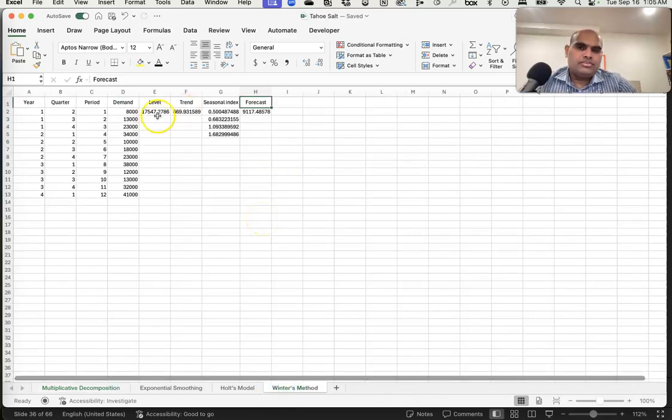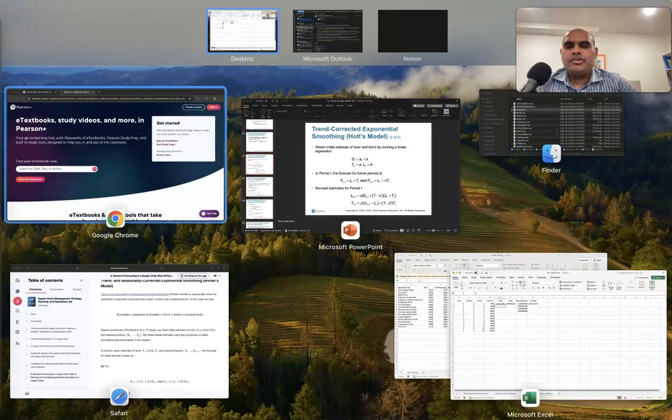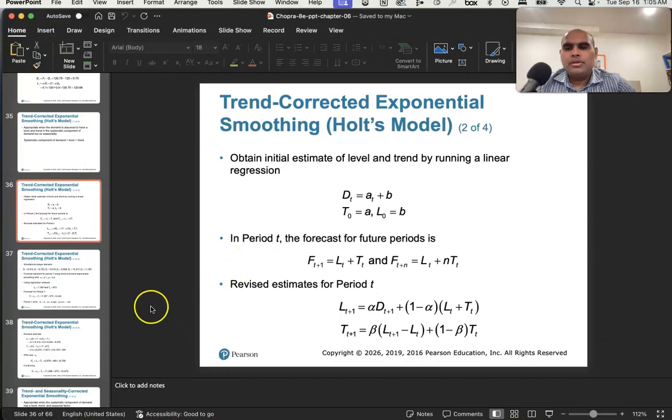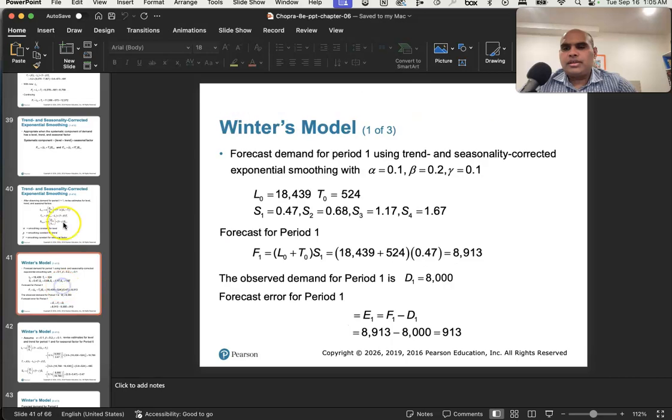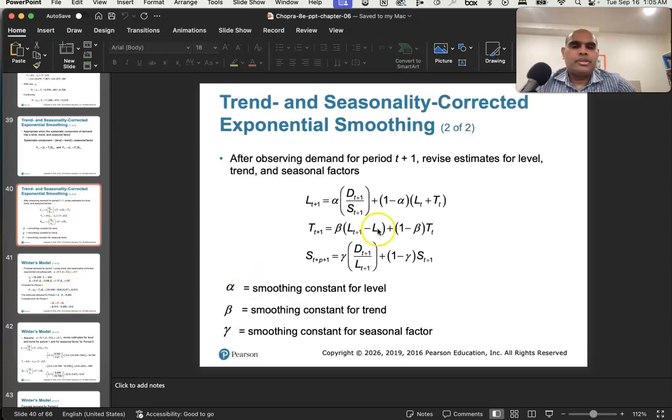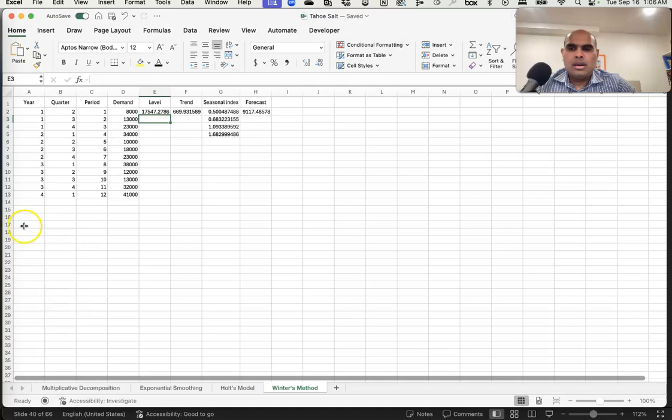Okay, now we have to update level and trend. The way level and trend are updated is essentially the same, even in the Winters method. Now for the Winters method, unlike the previous two methods, we not only need alpha and beta to update the level and trend, we also need gamma to update the seasonal index. So let's say alpha is 0.1, beta is 0.2, and gamma is 0.25.